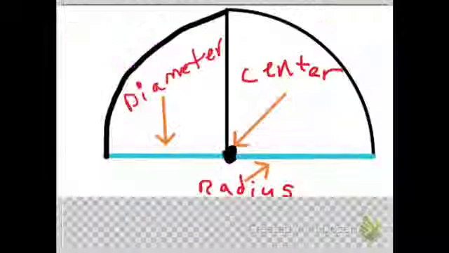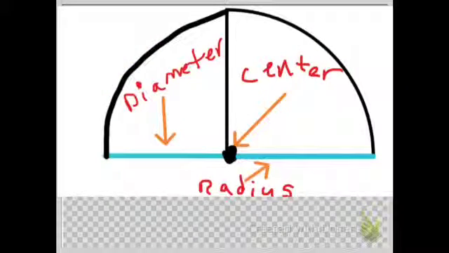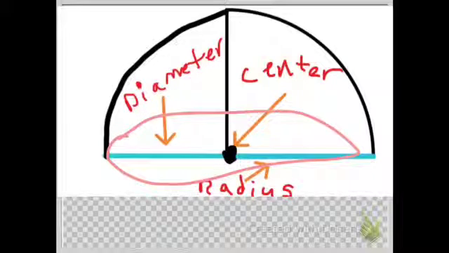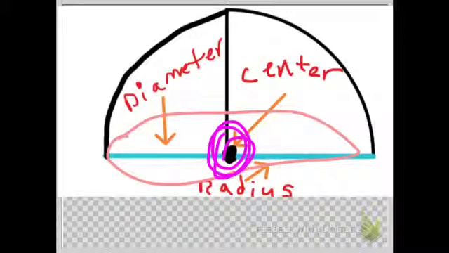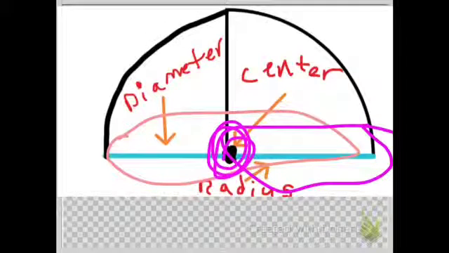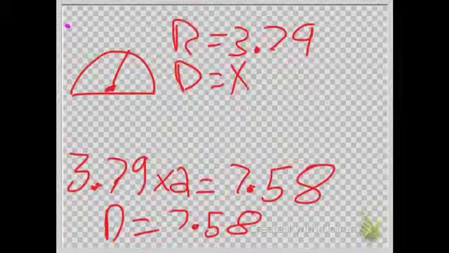Here's a diagram. The diameter is the whole line across that, and the center is the middlemost point, and the radius is 1/2 of the diameter, pretty much. Here's an example to find the area and the circumference of a semicircle.